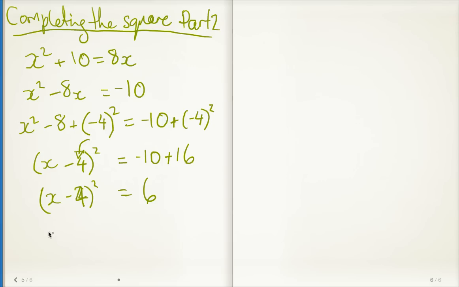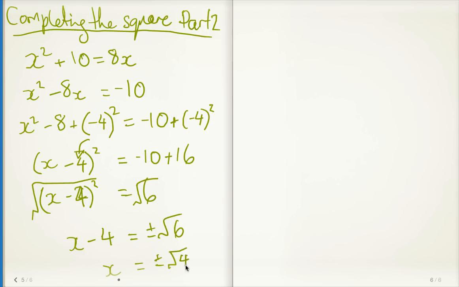I need to take the square root of both sides. Now remember, when I take the square root of this positive number, I could end up with a positive or a negative value. So my next step is x minus 4 equals plus or minus root 6. Bring the 4 over to the other side: plus or minus root 6. That's a 6, hope you can see that, and plus 4.